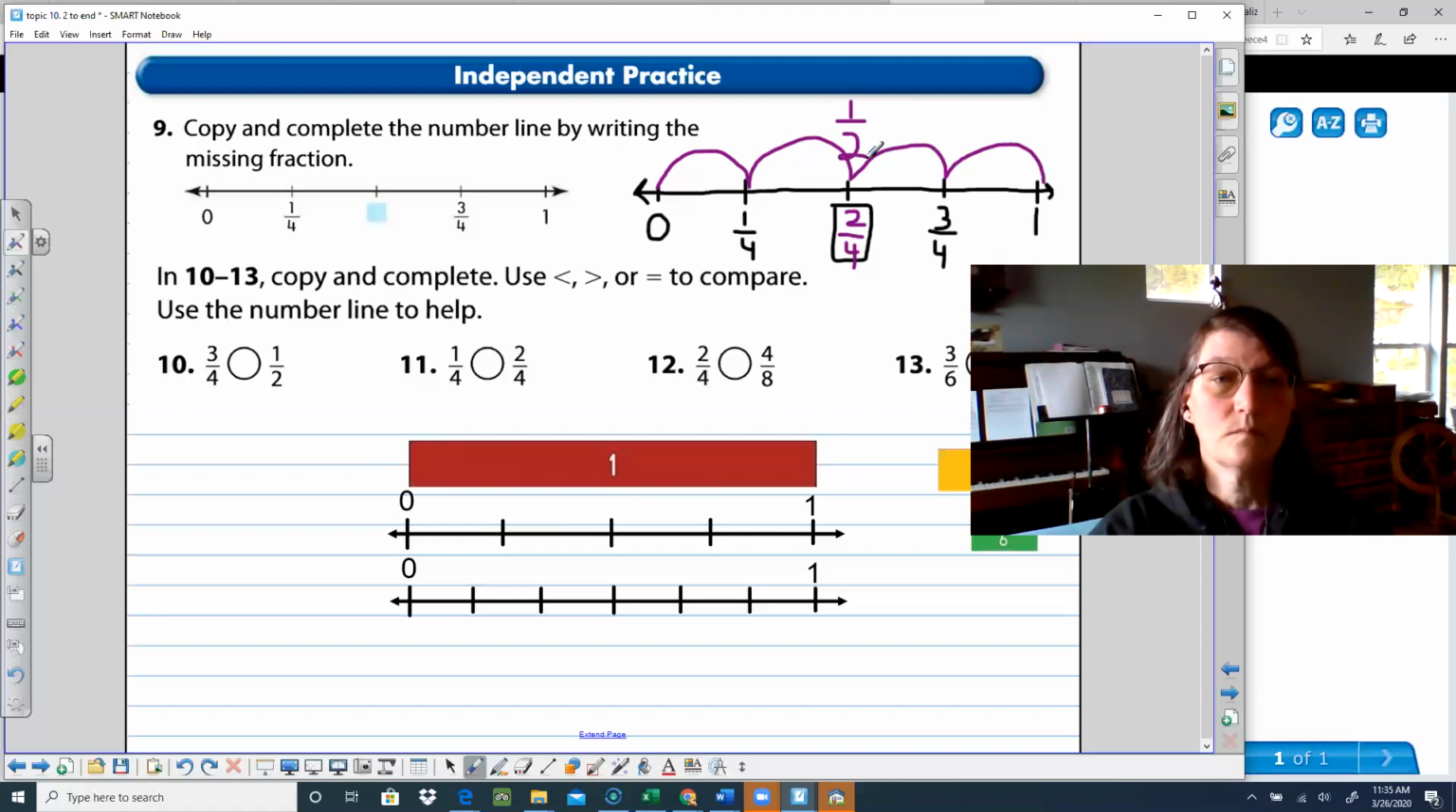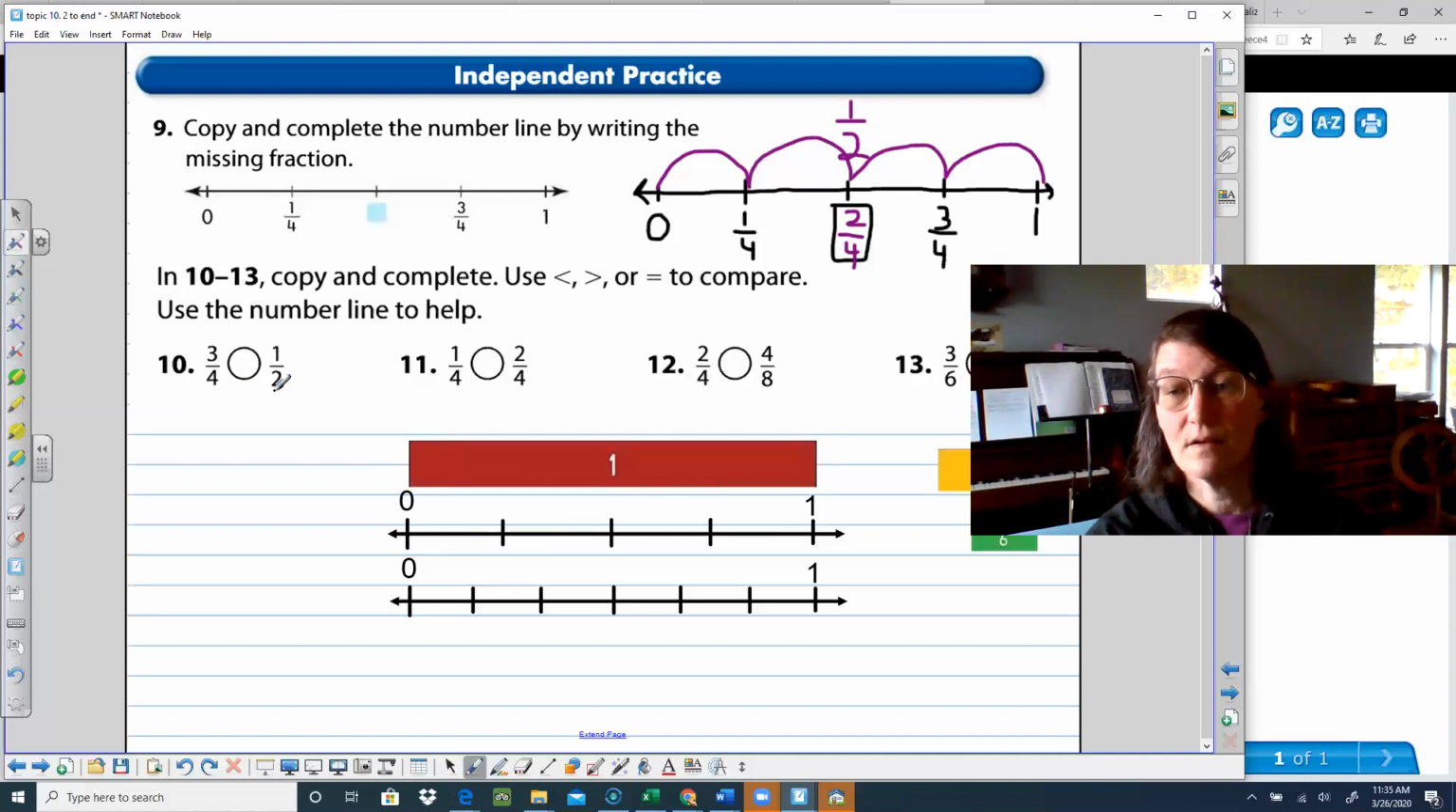Okay, number 10 through 13, copy and complete. Use less than, greater than, or equal to compare. Use the number line to help. Well, they didn't provide you with a number line in the book, so I took the time to make some number lines down here that we can use to help ourselves. So we need to find 3/4 and we need to find 1/2. So please pause the video for a moment and copy all of these down, 10 through 13.